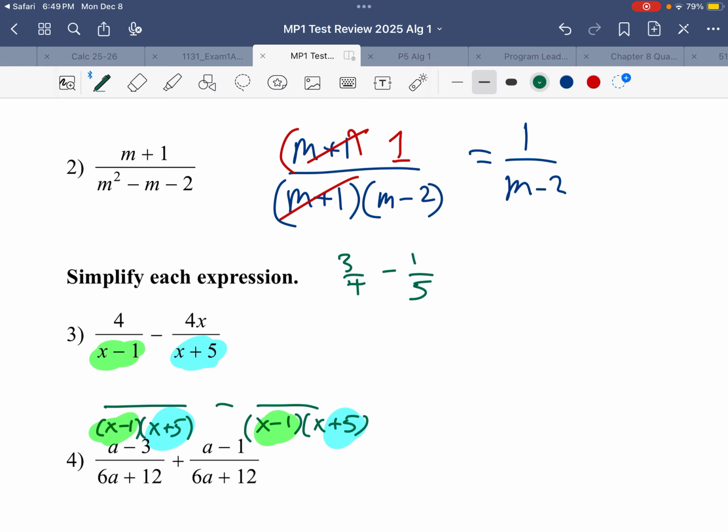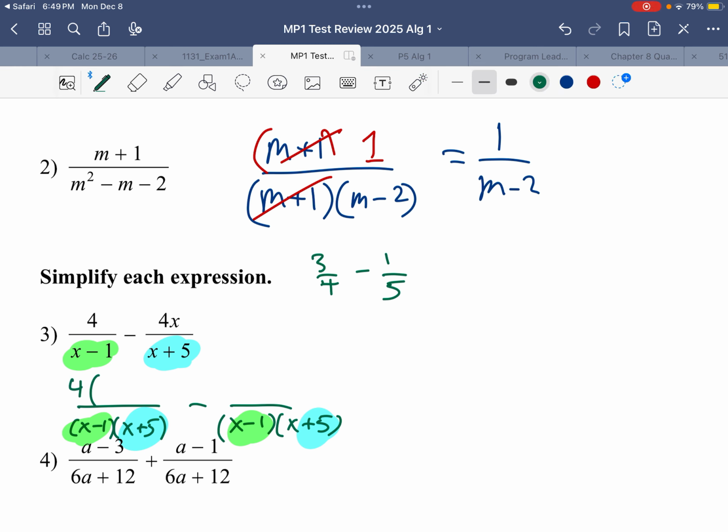So to get the x plus 5 in the denominator, I need to multiply this fraction here by x plus 5. So it's like 4 times x plus 5. And then I'm multiplying 4x times x minus 1. So 4 times x and 4 times 5 is going to be 4x plus 20.